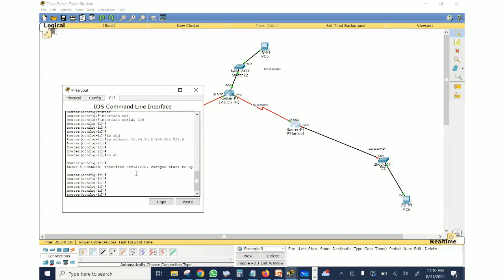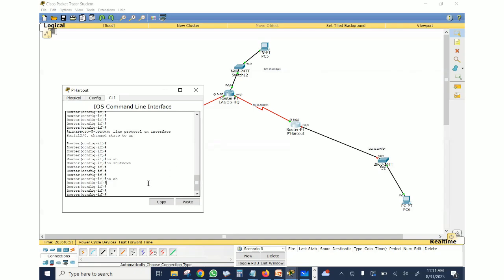If you notice, I'm using shorthand. Okay, if you are sure of what you are trying to type, you don't have to finish the command. Instead of typing no shutdown in full, I can just do a shortened form. Instead of typing IP address in full, I can just do IP add. Okay, that is why you see me using shorthand sometimes.